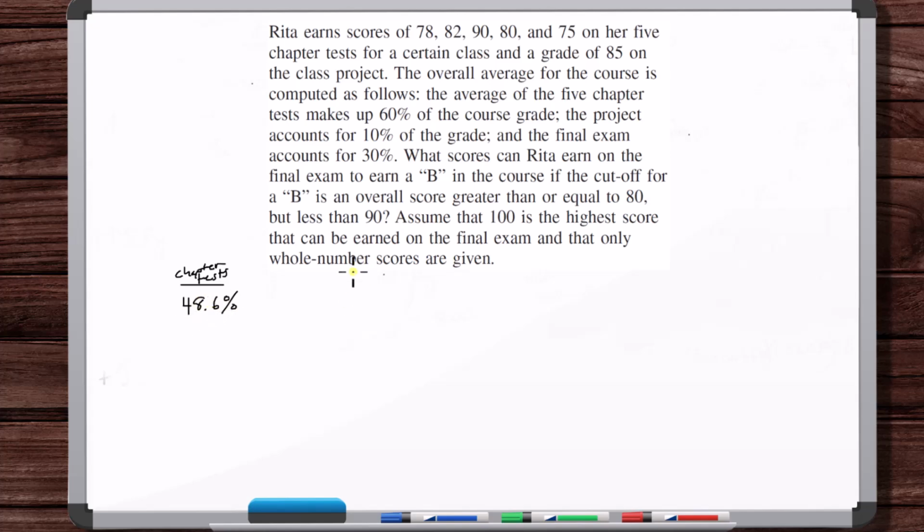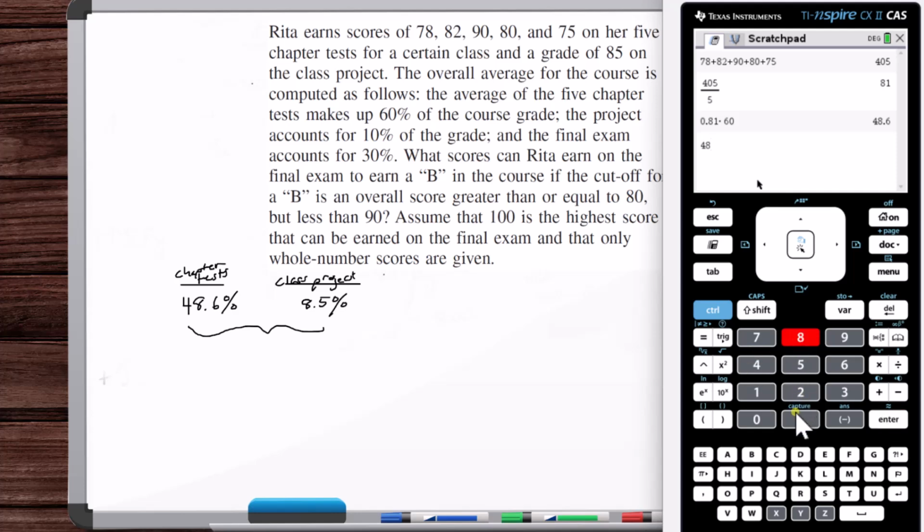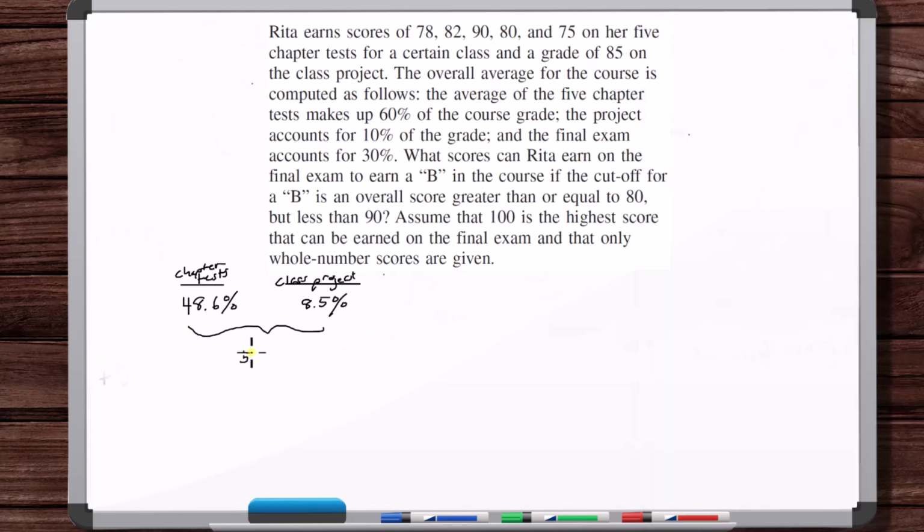All right? Now, she got an 85 on the class project, and that's worth 10%. So that's 8.5%. All right. So is there anything else? No. Okay. So 48.6 plus 8.5 is 57.1. And then she has 30% remaining, that's remaining credit left in the course.